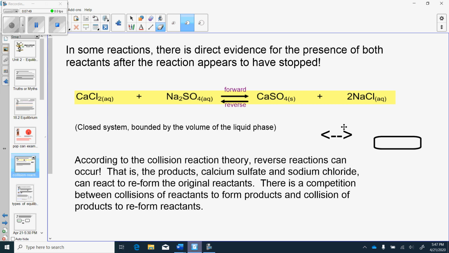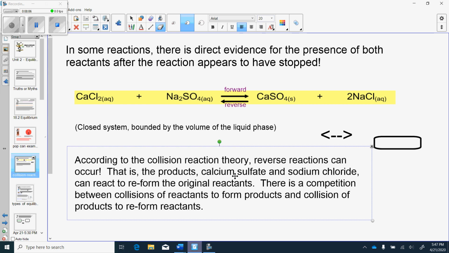Okay? We might see it written like this. Sometimes it's hard to get both of those arrows, so if you see this on your assignment, that's what it is. These are called equilibrium arrows. And it's just showing you that the forward reaction is happening, but guess what? There's a reverse reaction that might be happening as well.